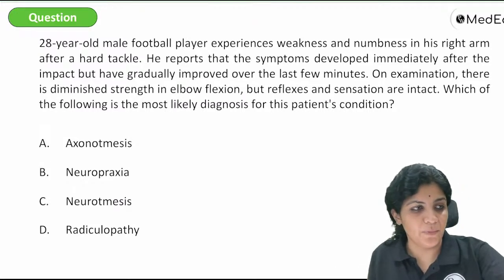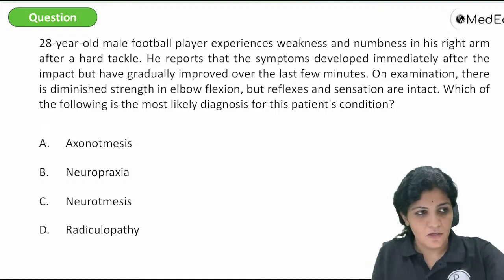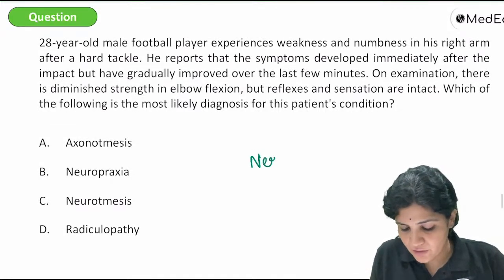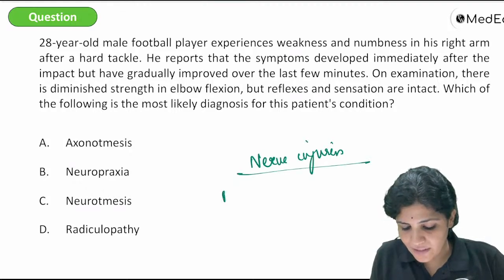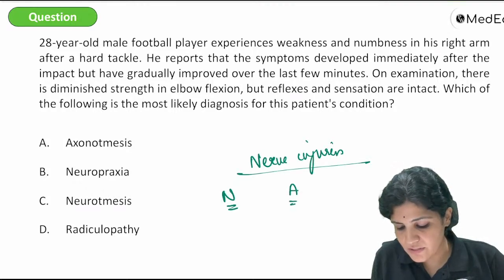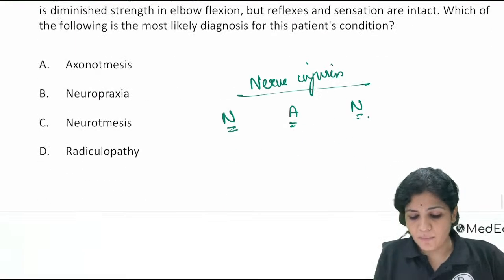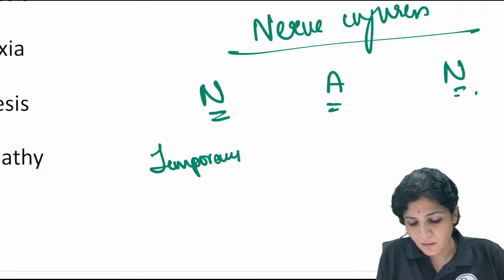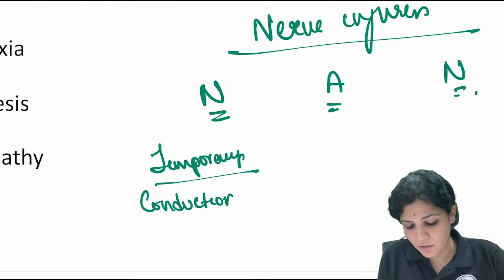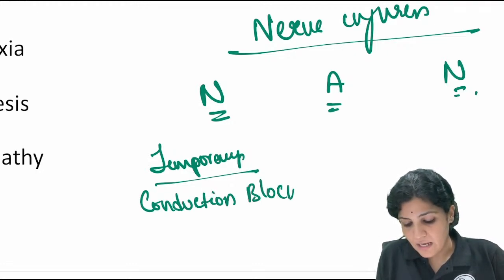Yes, this is a neuropraxia. Why is it a neuropraxia? Whenever there are nerve injuries, there are three types: neuropraxia, axonotmesis, and neurotmesis. Neuropraxia is a temporary block. There is a conduction block in the case of neuropraxia.